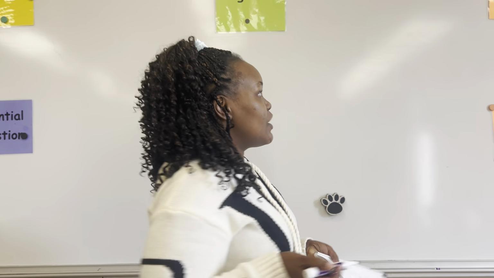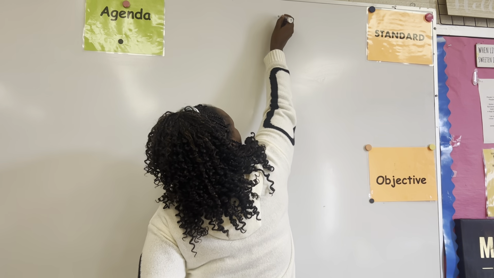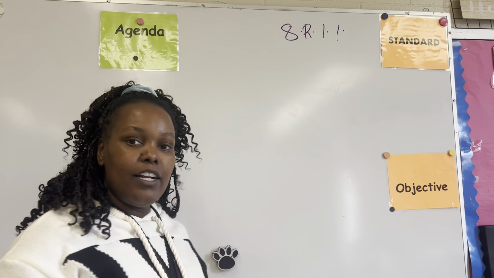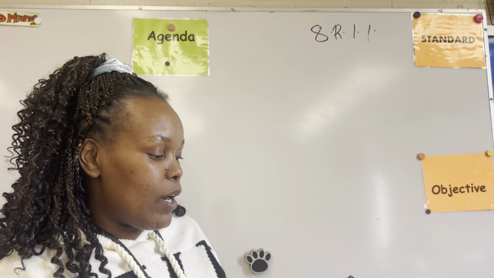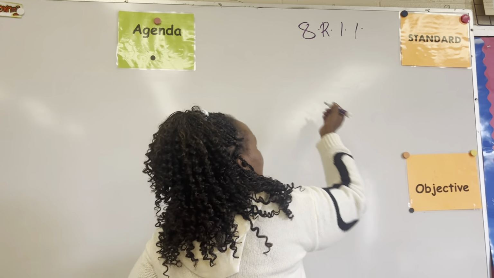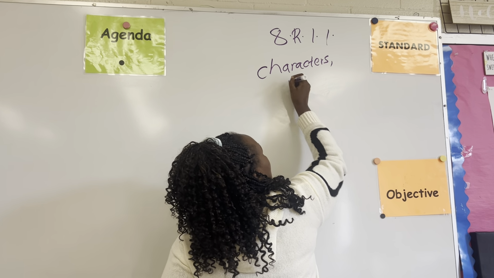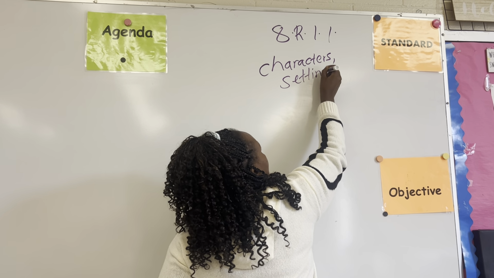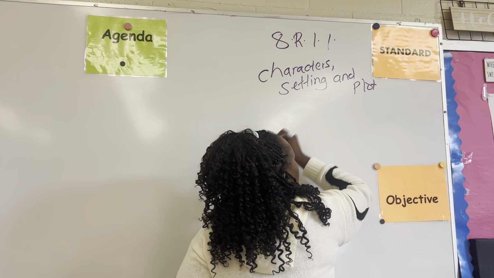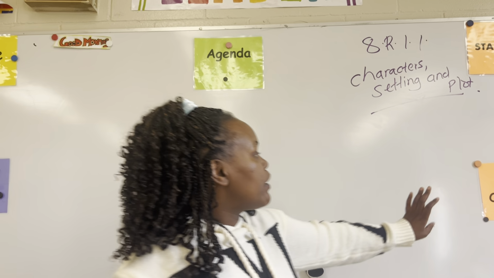So your standard is what you're going to teach. For example, if you're teaching 8R 1.1, okay? So that is your standard, 8R 1.1. You are teaching character, setting, and plot. So your standard is characters, setting, and plot. That is your standard. Now you want to know the objective.